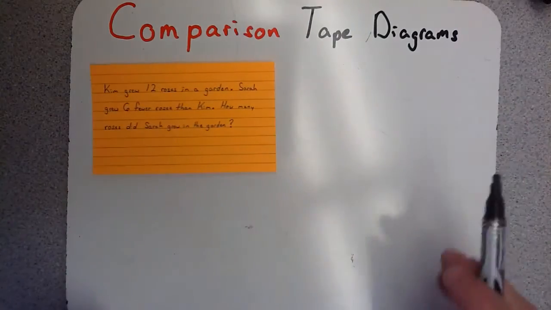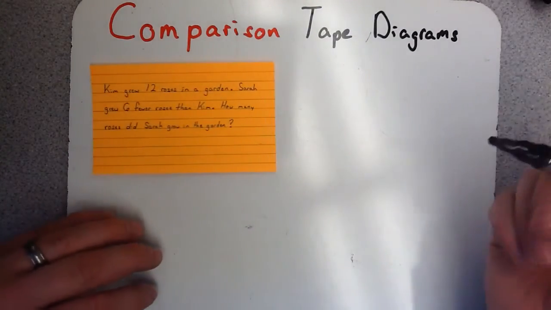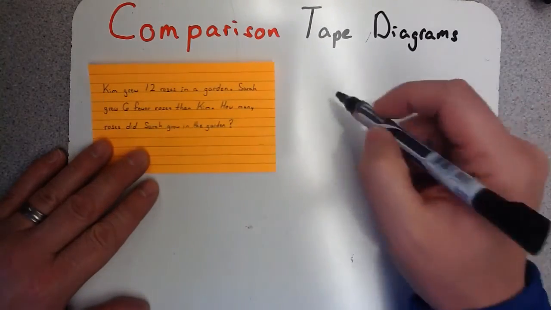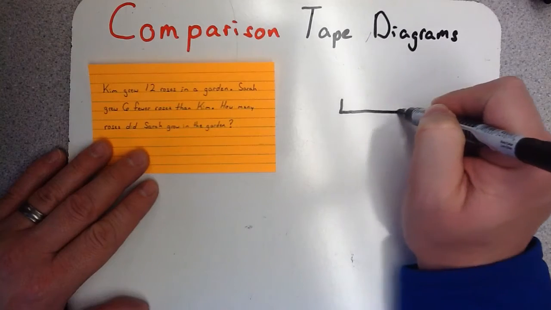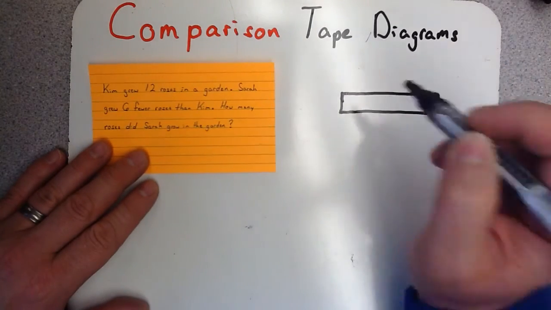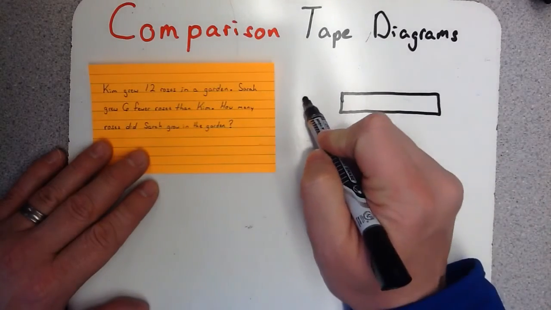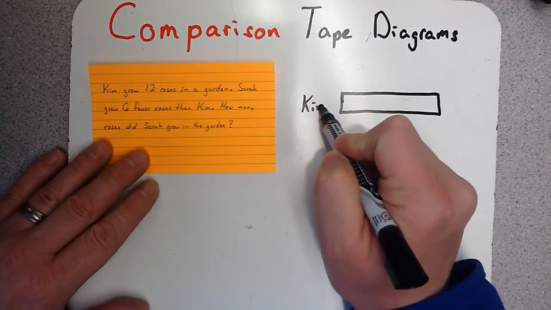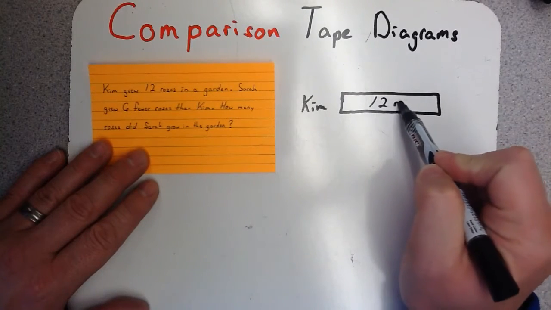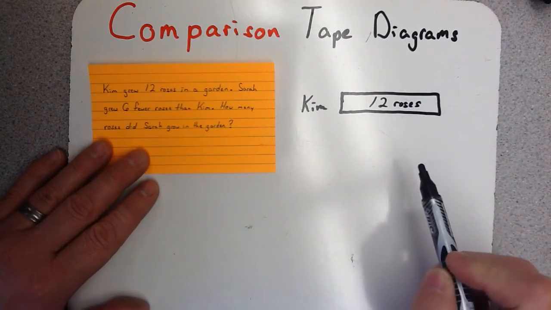So here's our problem. Now first I'm going to draw my tape. Now I know that Kim grew 12 roses in a garden. So I'm going to draw my piece of tape. And it doesn't really matter at this point how long I make that tape. Now this is Kim. We'll label that. And we know that Kim grew 12 roses. So I'll go ahead and write that in there.